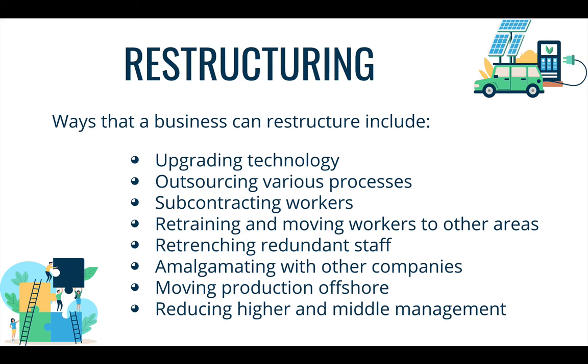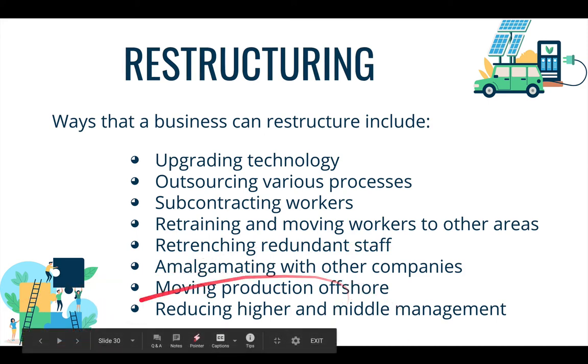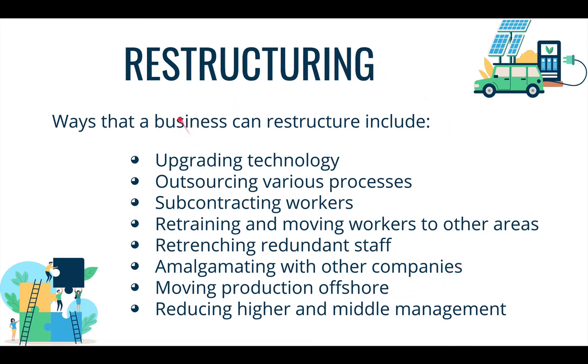Restructuring, however, can also involve moving production offshore. So a timber industry which had previously manufactured and made products in Australia can move that production offshore, and those people who were involved with the production previously that was local would usually get made redundant, or some of them might be retrained to other areas.